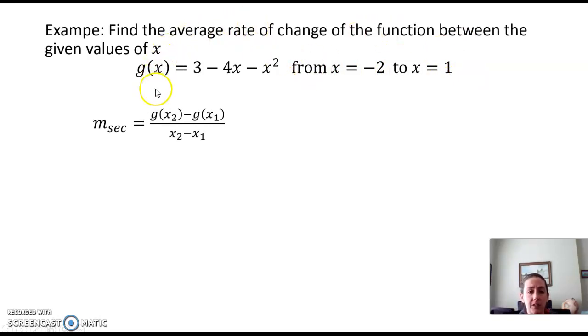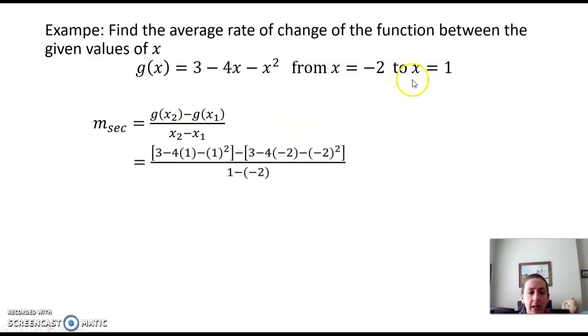So from our previous notes, we know that we're going to take g of b, or g of our second point, minus g of a, or g of our first point, over b minus a, or our second point minus our first point. It's really just finding the slope, the y from your second point minus the y from your first point over the x from your second point minus the x from your first point, realizing that the y values come from the function evaluation.